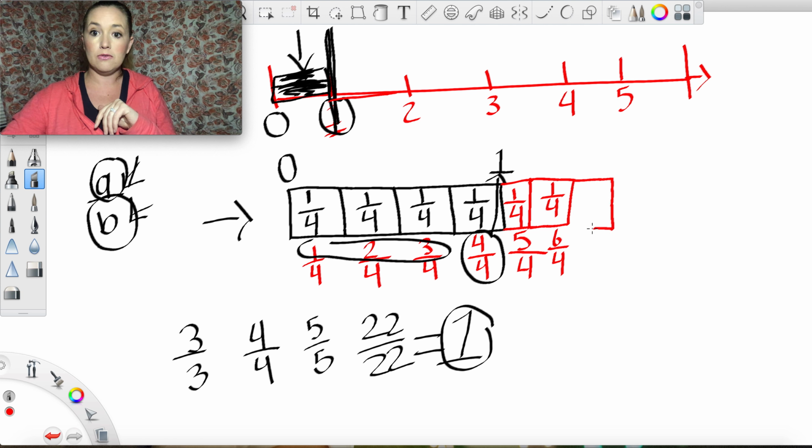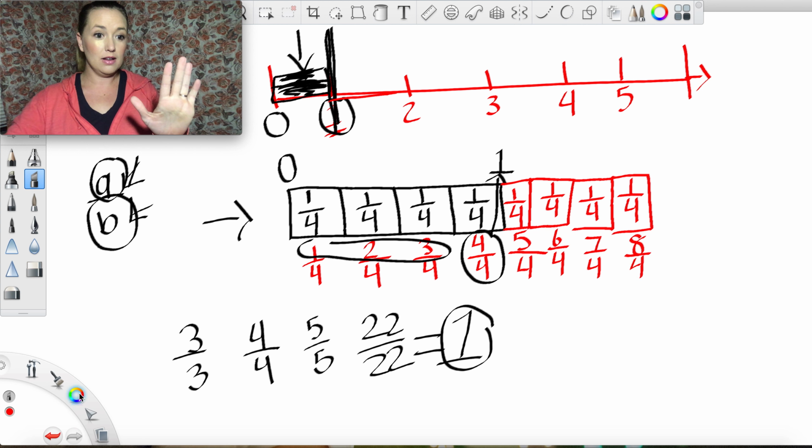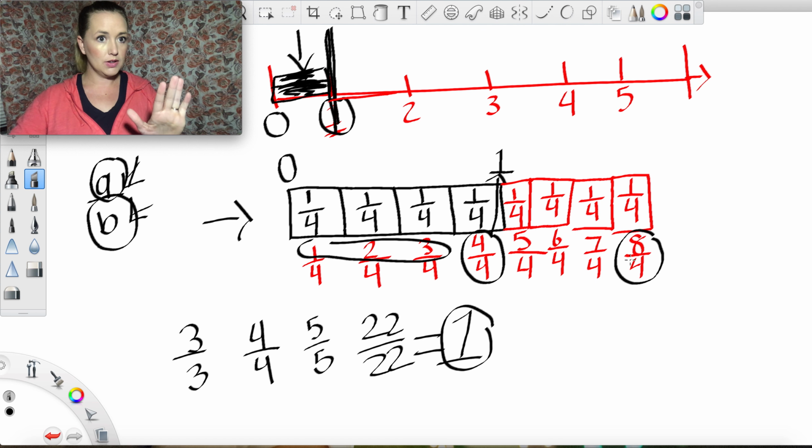Here is a 1/4 piece, and that's 7/4. And here is a 1/4 piece, and that's 8/4. I want to stop right there and look at this 8/4.